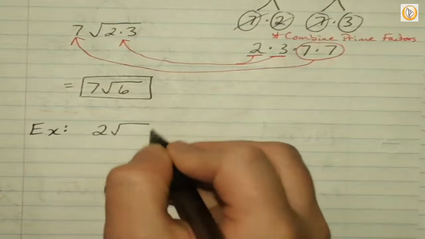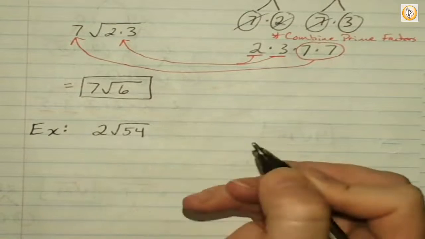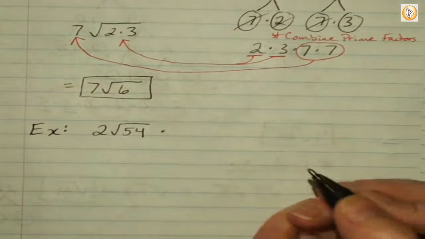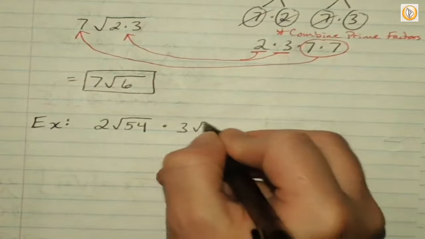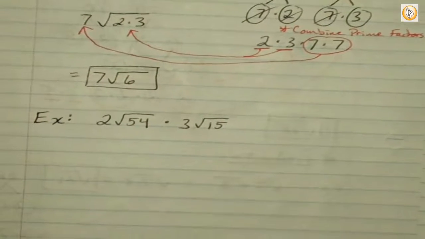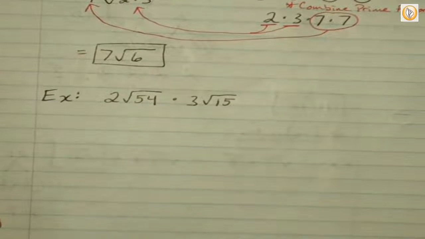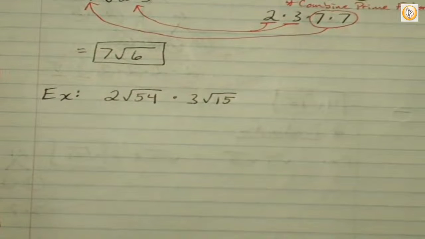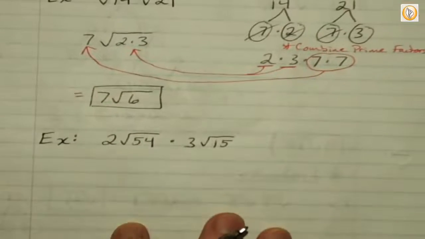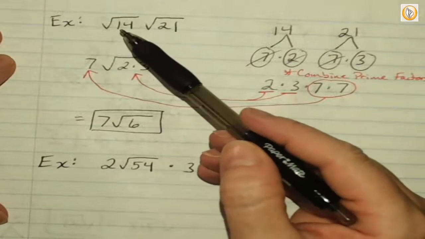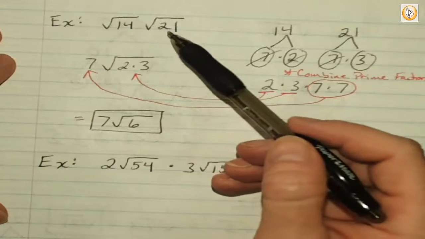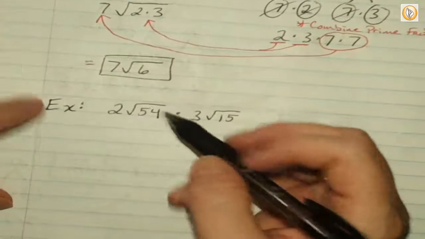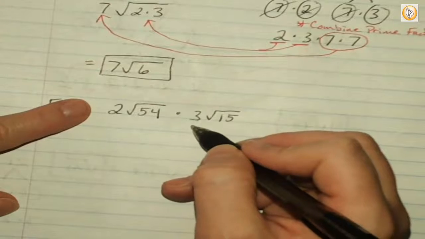2 times the square root of 54. This time there's a little dot there, meaning what? Multiply. Very good. Multiplication. Times 3 times the square root of 15. Okay, so notice this one's different. Here I just have 2 radical signs with the radicand underneath. That's it. Here I've got a 2 and a 3 on the outside.